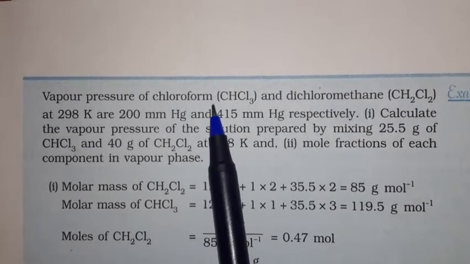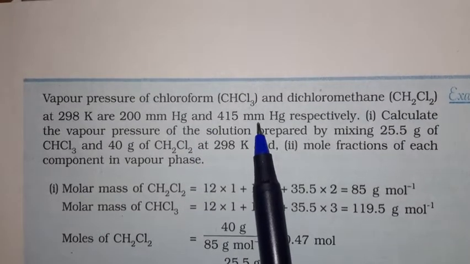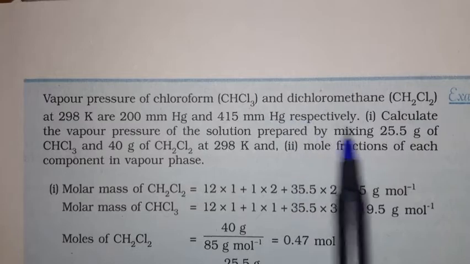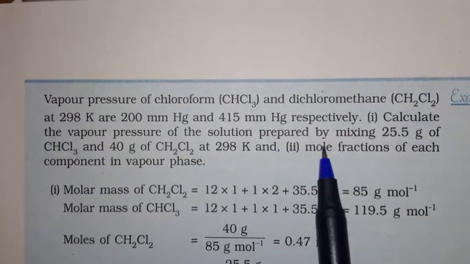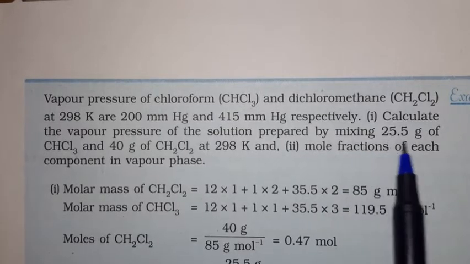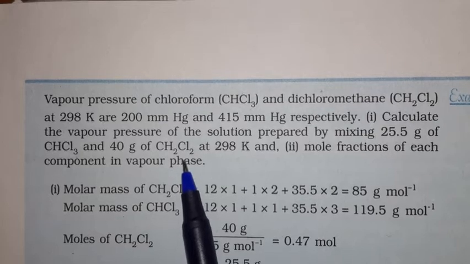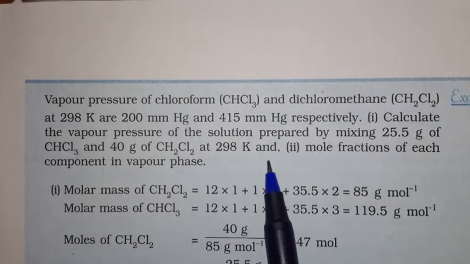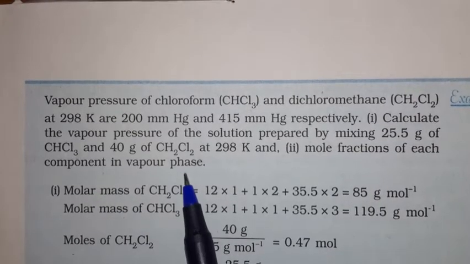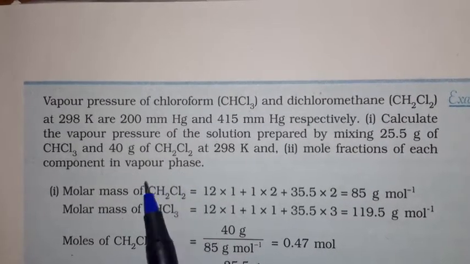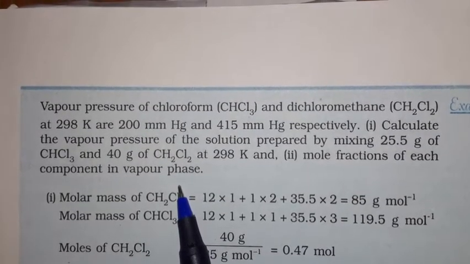So they have given the chloroform and dichloromethane pressures. This is the pure pressure, only individual components are there. Now what is the question? Calculate the vapor pressure of the solution prepared by mixing 25.5 grams of chloroform and 40 grams of dichloromethane at 298 Kelvin. The second one is the mole fraction of each component in the vapor phase. So before going to that, I want to do a recap of what we discussed in the last class.